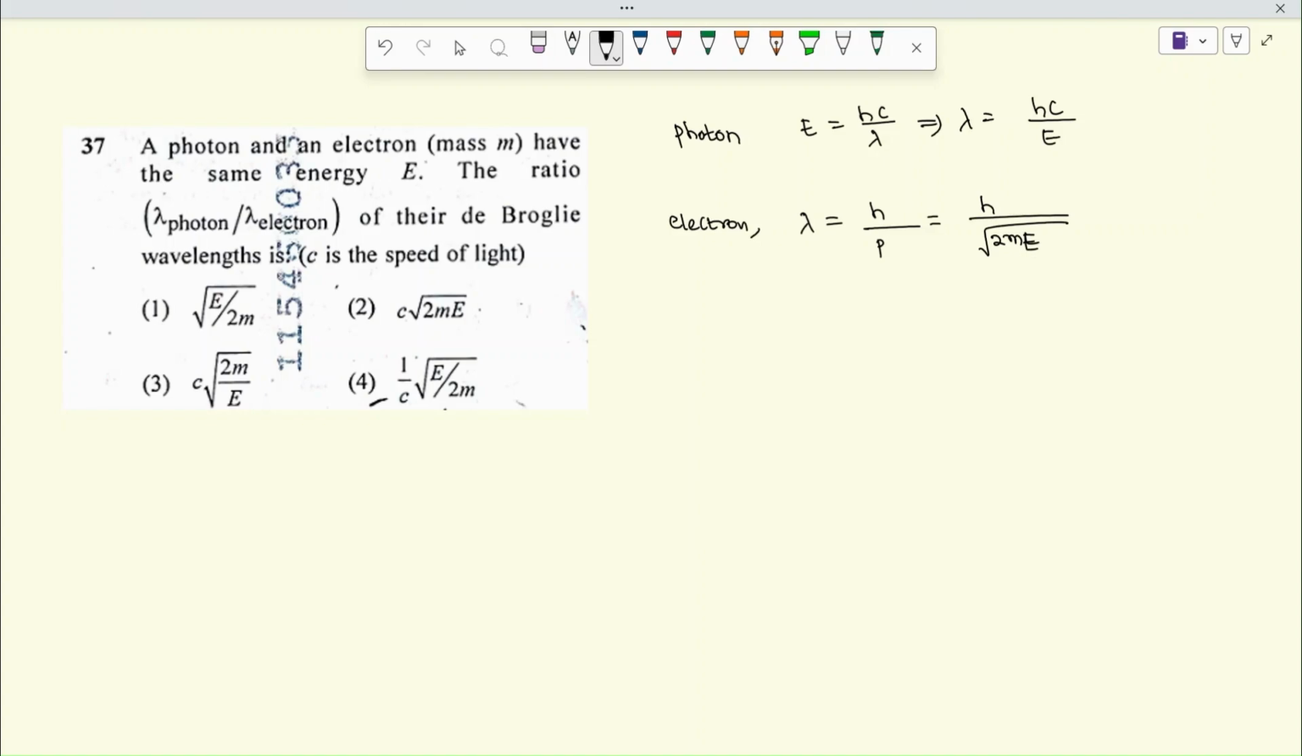Take the ratio. Lambda of photon by lambda of electron is hc by E by h by under root 2mE. So I'm writing the fraction in reverse like this. Simplify. h and h are gone. c into under root 2m by E. This is the equation. Answer is 3.